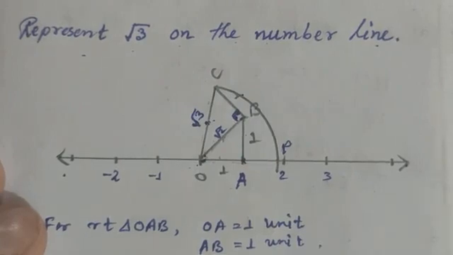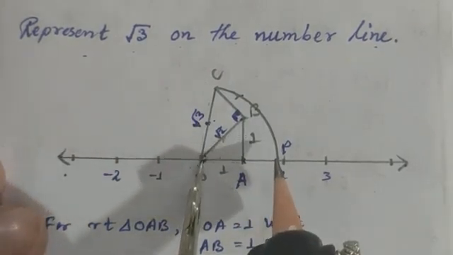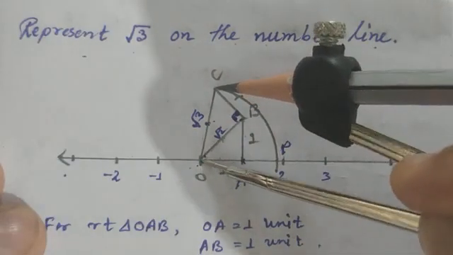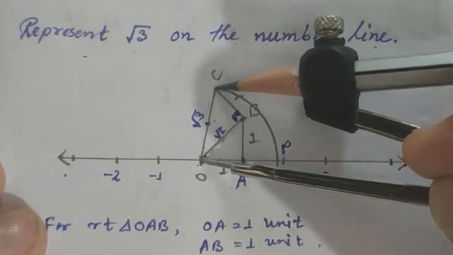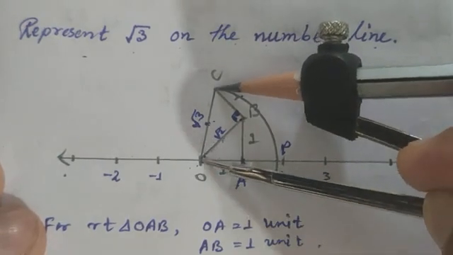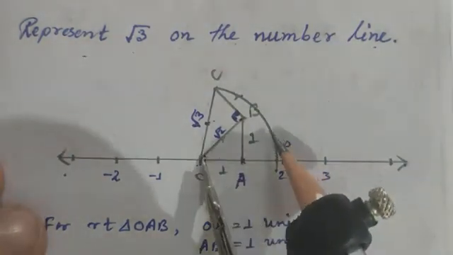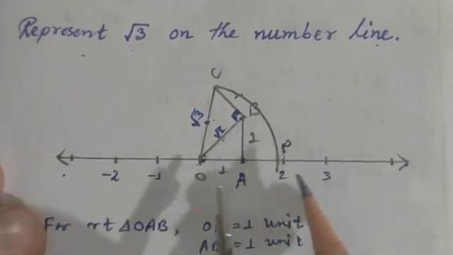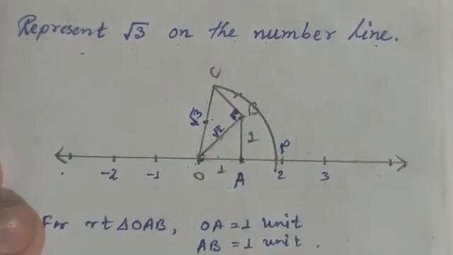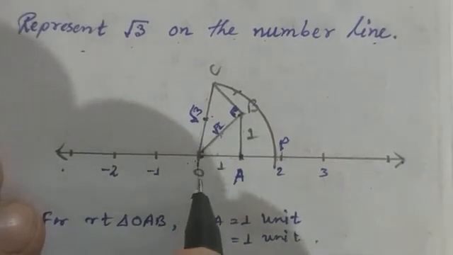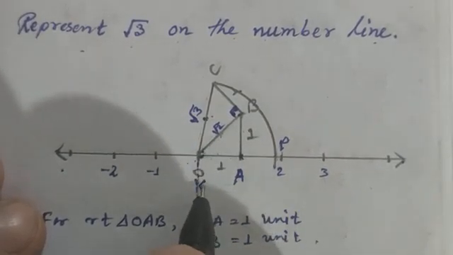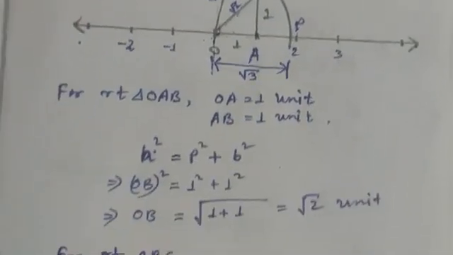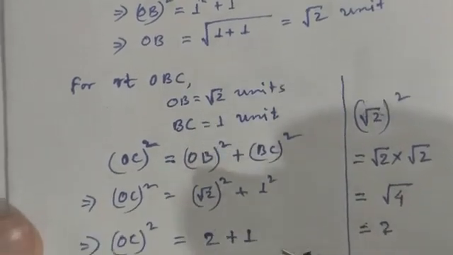As you have noticed, the length from O to this new point P is equal to the length of OC, that is root over 3. And as OC is root over 3, this will also be root over 3. That means from O to this new point P, the length is now root over 3. In this way, we have represented root over 3 on the number line. This is root over 3, and we have done its mathematical verification also.